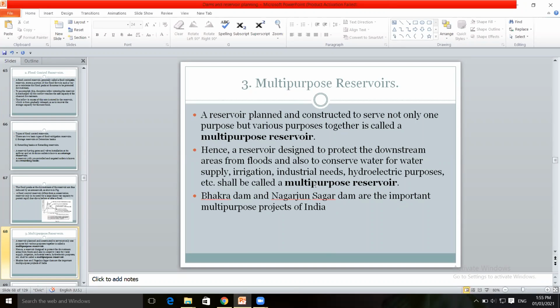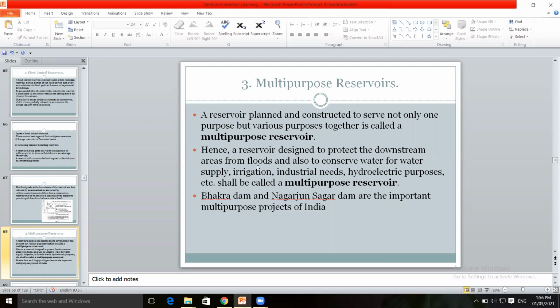So in flood control, we saw it is used only for controlling flood. In a storage reservoir, it is used only to store the water. In multi-purpose, what is it used for? To protect the downstream areas in case of flood, plus to conserve water, to preserve water which is required for supplying water to a particular city or town by water distribution systems, water treatment plants, or supplying water to irrigation farms for growing crops.